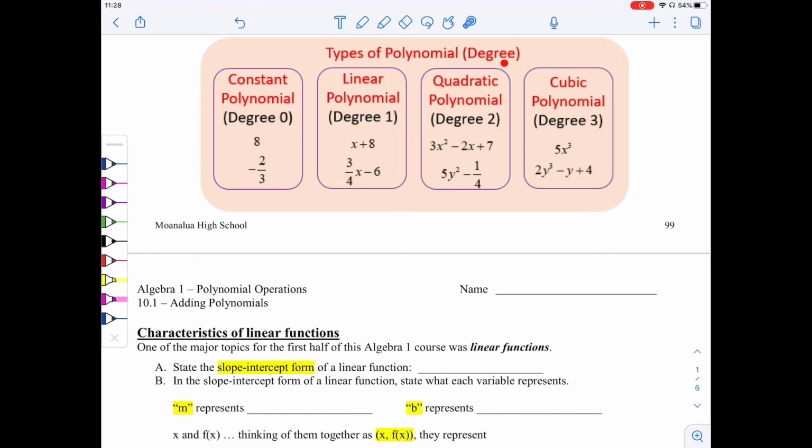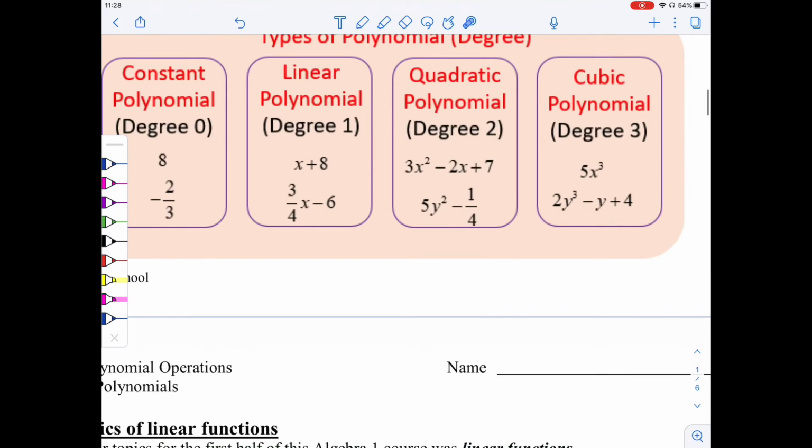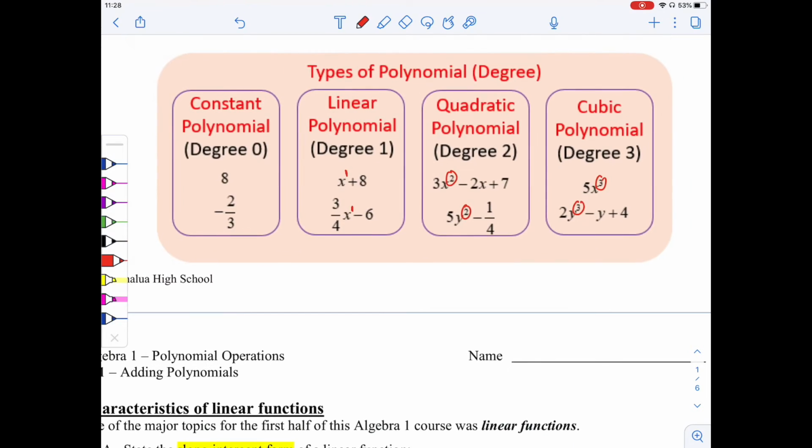Okay, and then we're talking about degrees of polynomials. Degree zero would be constant, linear. You have a degree of 1. And what you're looking at is your variable, or the highest power. So this is 1. So that's why it's degree 1. Quadratics have degree 2. Cubic has degree 3. So we're looking at what the highest power is, and that will give us our degree.